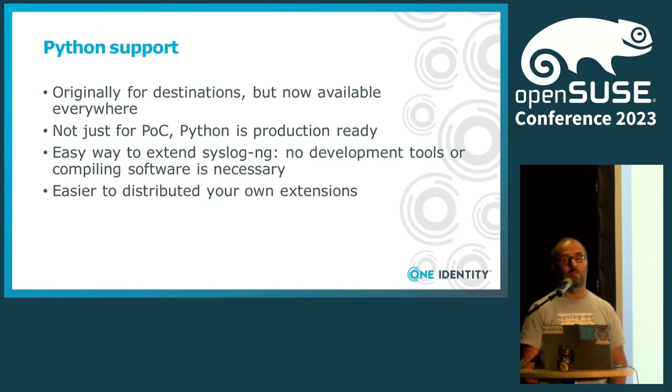Especially knowing that most users collect just a few hundred messages per second, and Python support can scale to tens of thousands of log messages a second to parse or emit or whatever. And it's easy to develop Python code. There is no need for specialized development tools or recompiling the software. And it's also a lot easier to distribute your own Syslog-ng extensions if they are developed in Python. Version 4 of Syslog-ng already has some modules which are developed in Python.